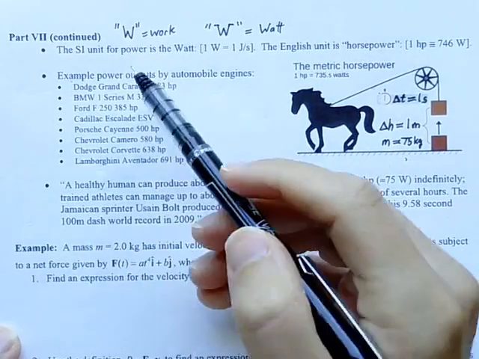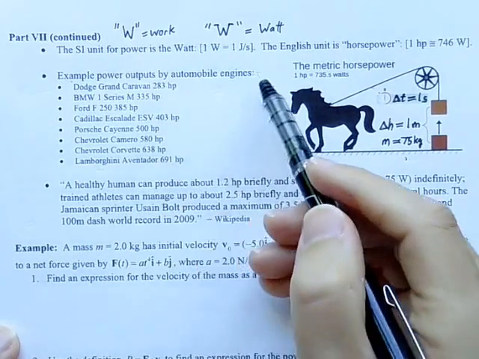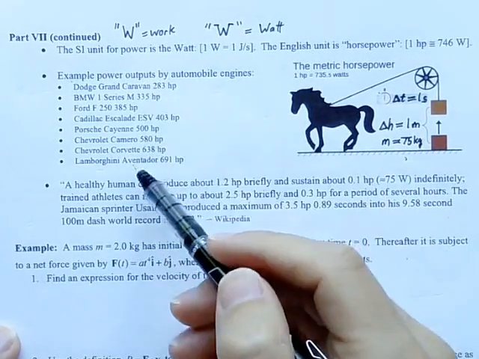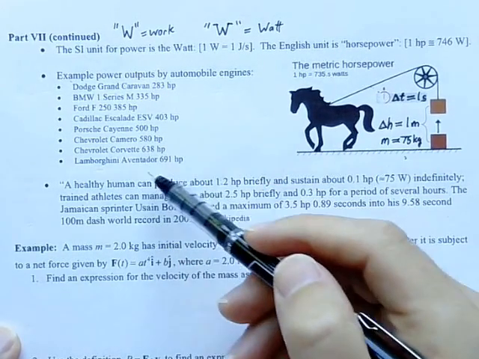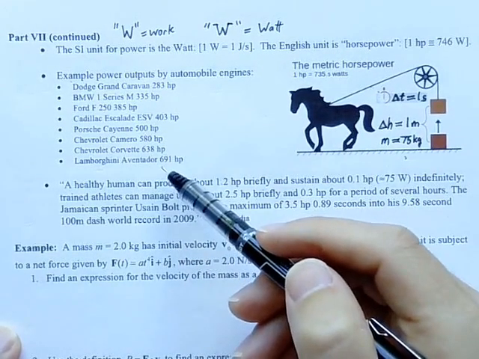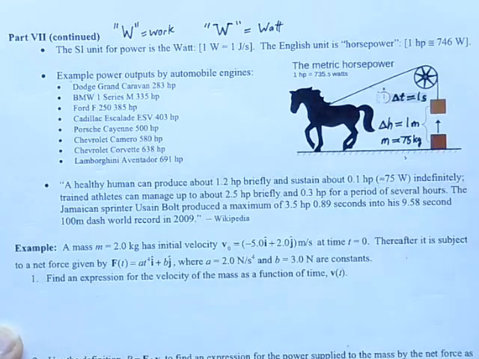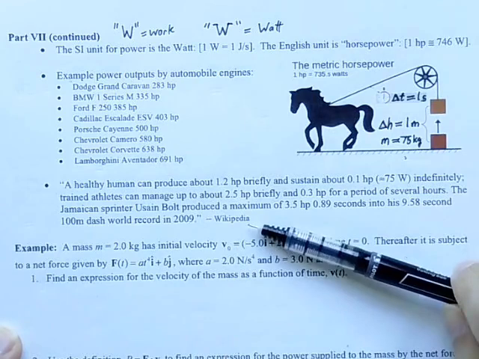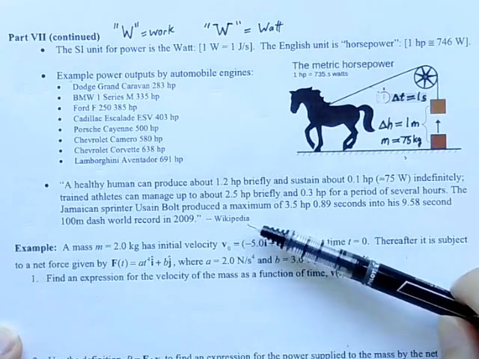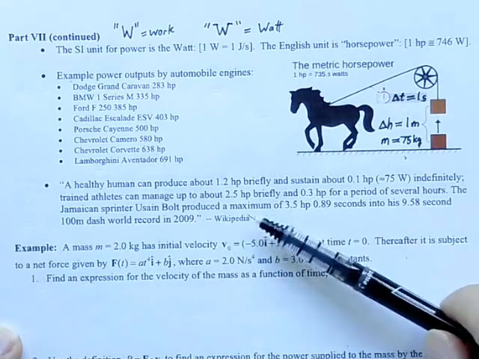And you can see in this list some example power outputs by automobile engines, if you want to get a sense for how much a horsepower is. And then here also is this statement I got from Wikipedia about human power output possibilities. So you can read that yourself.